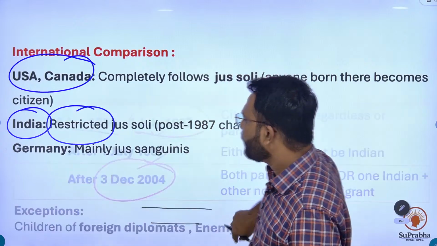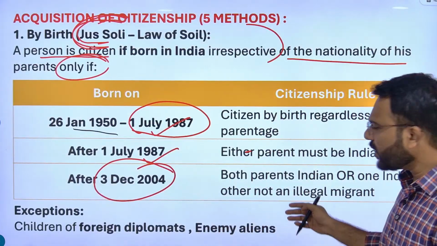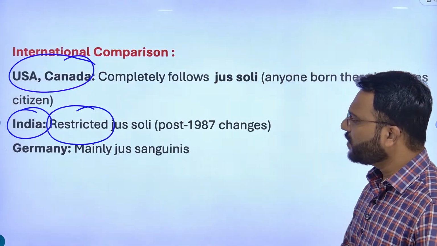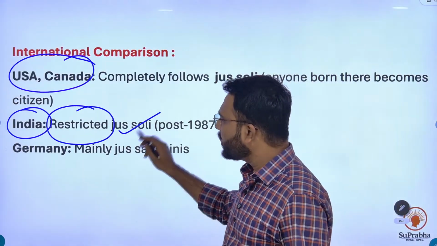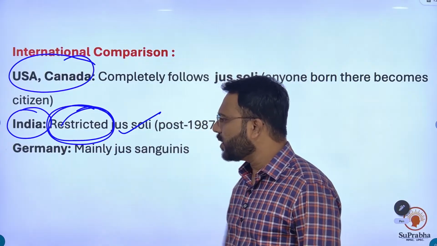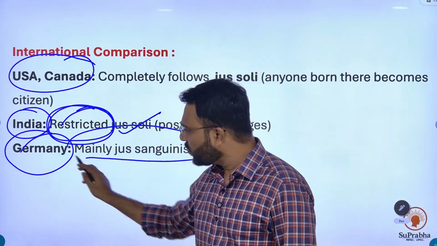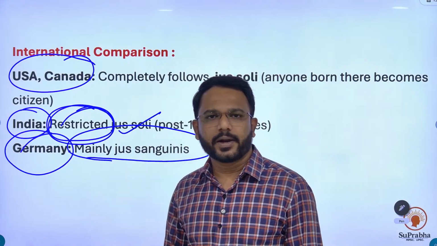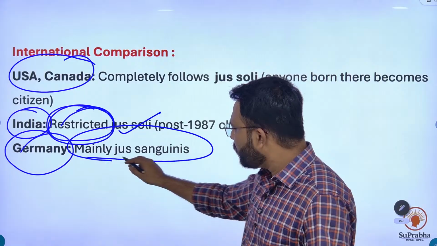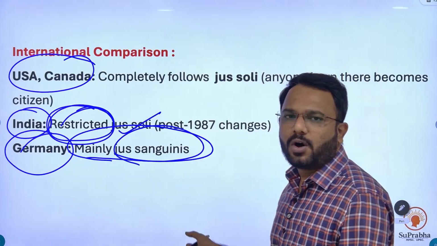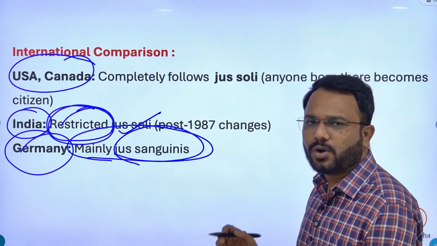We have learned and understood the conditions which the Indian government has introduced. So we follow jus soli, but in a restricted way. Germany mainly follows jus sanguinis. We will discuss in the next slides what we mean by jus sanguinis. Germany follows the law of blood, not the law of soil.